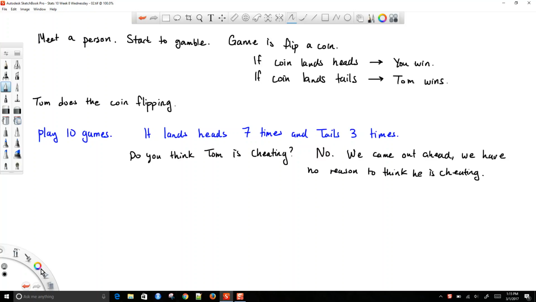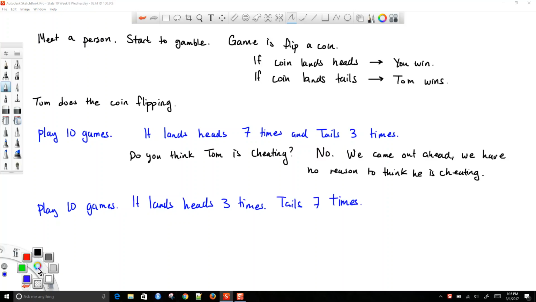Okay, let's have another scenario. Okay, you play 10 games. And this time it lands heads 3 times and tails 7 times. Okay. So what do you think? Do you think Tom is cheating here?